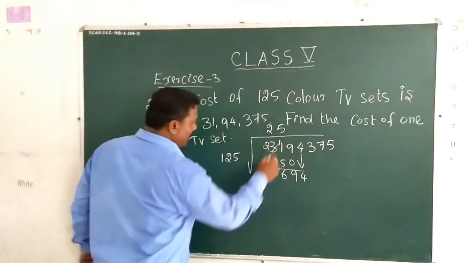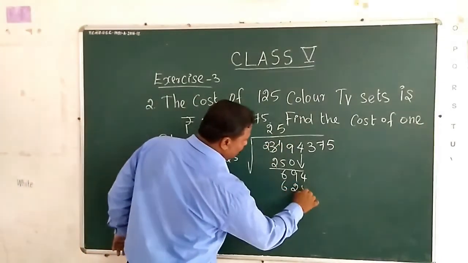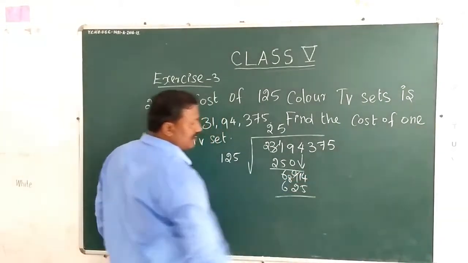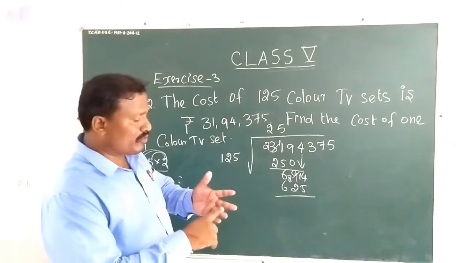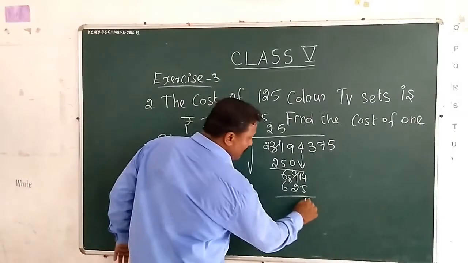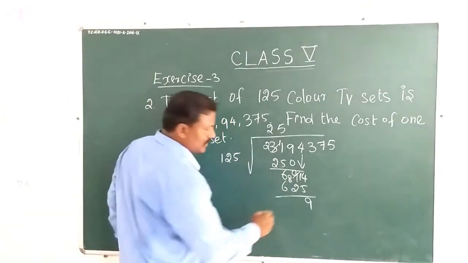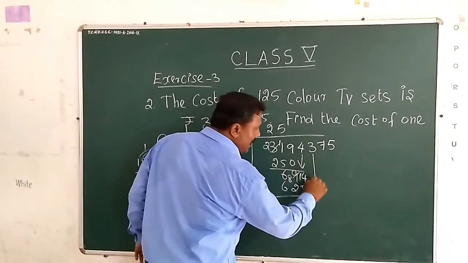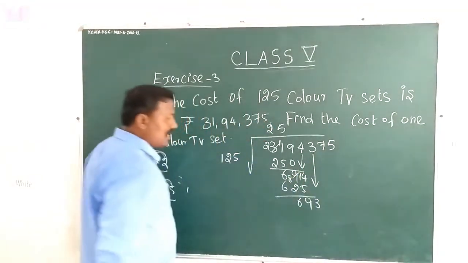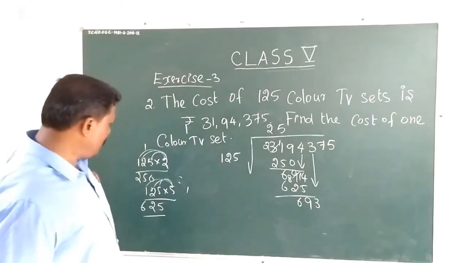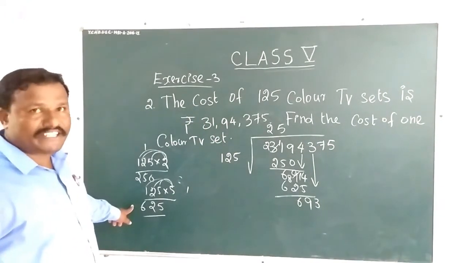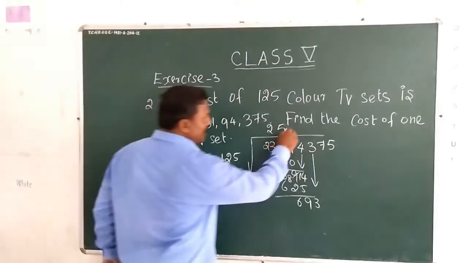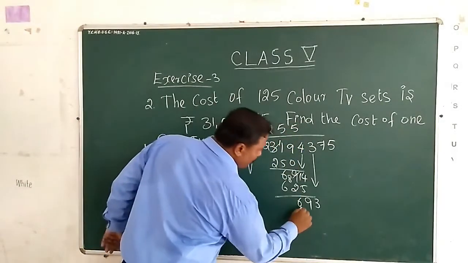5 125s are 625. Then if you subtract, here becomes 8, here 14. So after 5 comes 6, 7, 8, 9, 10, 11, 12, 13, 14. So 9 is the difference. Here 8 minus 2 is 6. 6 minus 6 is 0. So we have another number. So I will take it down. Now 693. So I think again we will multiply 5 times, because already I told you 5 times is 625. So I will take 5 times. 5 125s is equal to 625.